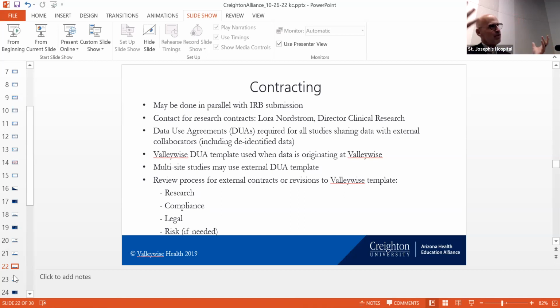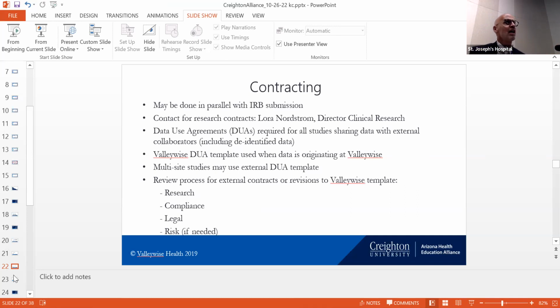There are already kind of large scale data use agreements, but the individual project has to be for merging the data and you sharing the data between the two sites prior to conducting the study. So research, scientific review, compliance, legal, risk, all of review has to be done.